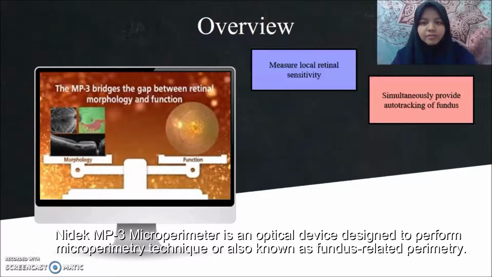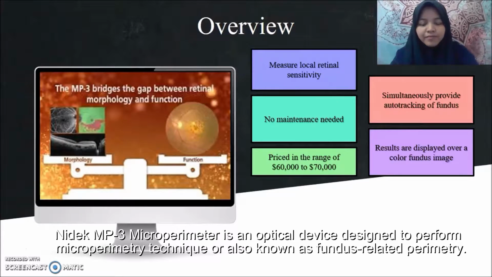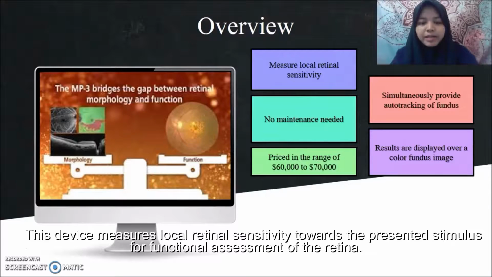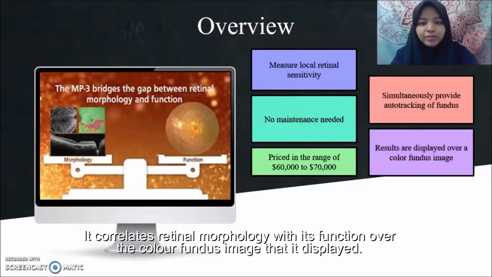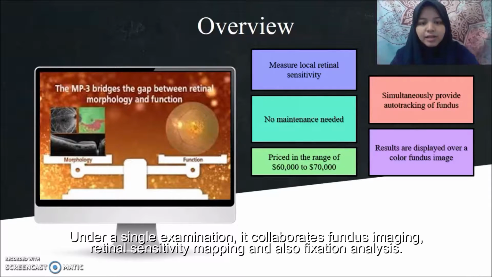NIDEK MP-3 Microperimeter is an optical device designed to perform microperimetry technique, also known as fundus-related perimetry. This device measures local retinal sensitivity towards the presented stimulus for functional assessment of the retina. It correlates retinal morphology with its function over the color fundus image that it displays. Under a single examination, it combines fundus imaging, retinal sensitivity mapping, and fixation analysis.